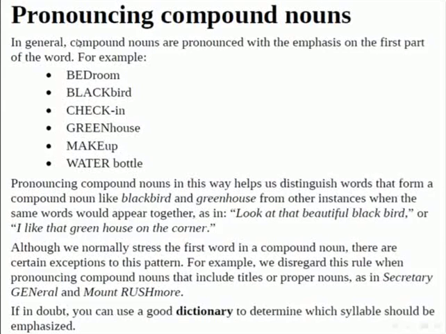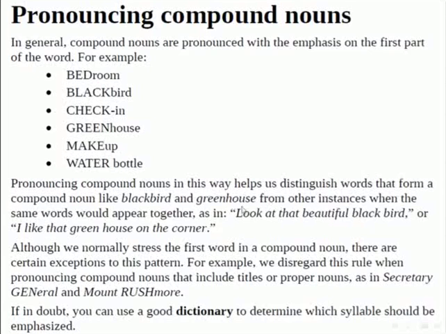Now the pronunciation. The pronunciation for compound nouns, how we pronounce them. In general, compound nouns are pronounced with the emphasis on the first part of the word, right? For example, emphasis, it means we stress the first part. Bedroom, blackbird, check-in, greenhouse, makeup, water bottle, right? We emphasize, or that means we stress, the first word.